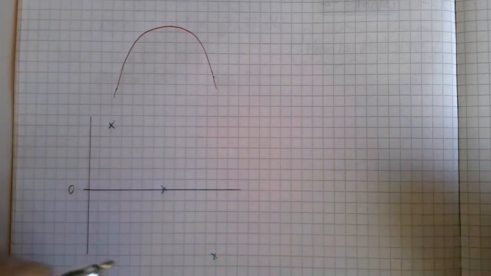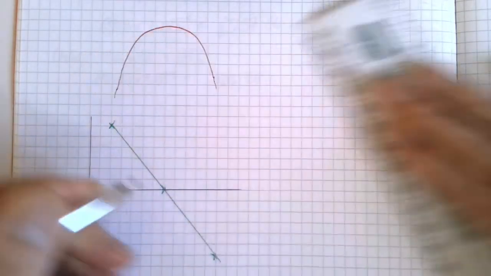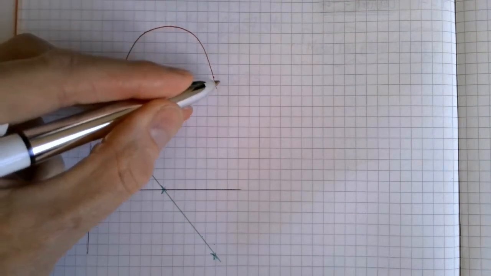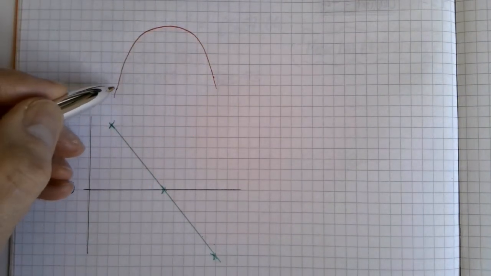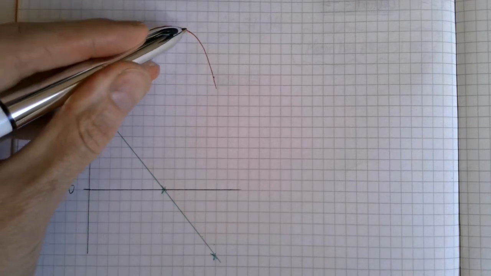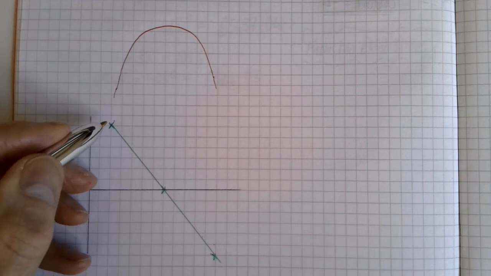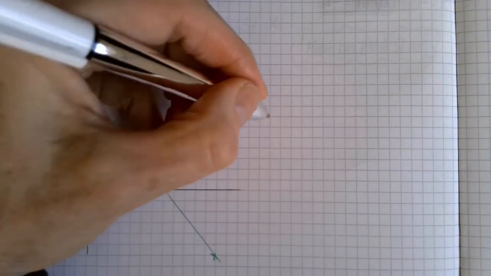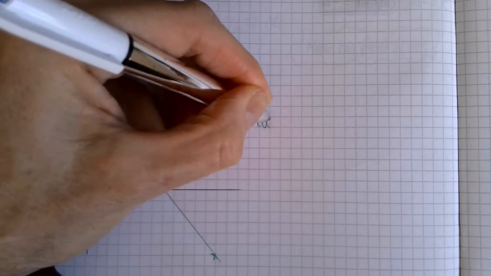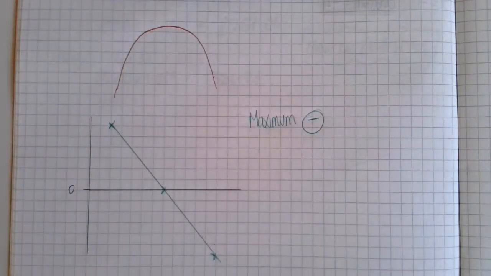So we get the reverse is true. The way the gradient of this curve changes as it passes through the maximum is it starts off really, really positive, gets smaller, becomes 0, then becomes negative. So we get that. We get a downhill line. The gradient of the gradient is negative. So I'm going to write that down. Maximum, negative.